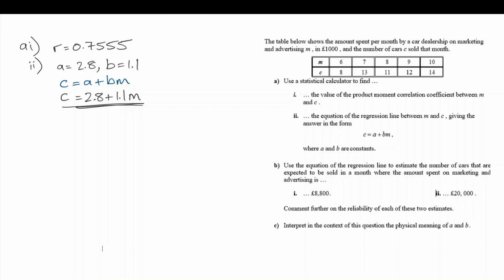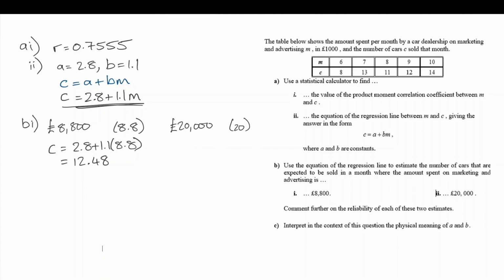Part B of the question says to use the equation of the regression line to estimate the number of cars that are expected to be sold in a month where the amount spent on marketing and advertising is 8,800. Be very careful here, big mistake. A lot of students will substitute 8,800 into the formula. We've been told that the M value is in thousands of pounds. So we have 8.8 thousand, and that's the number that needs to be substituted, and we get 12.44. So we'd expect 12 cars to be sold.